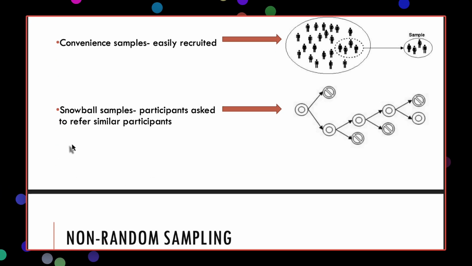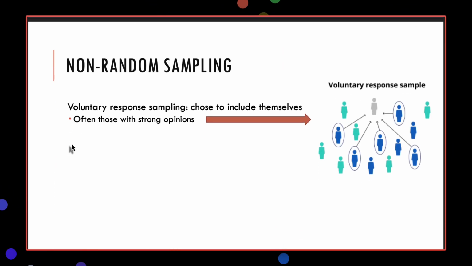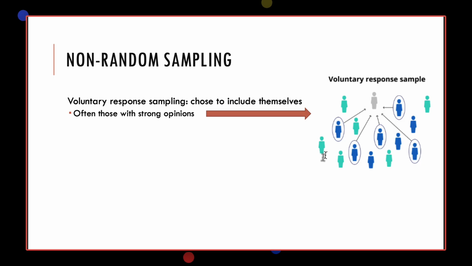Voluntary response sampling, the pick me method. Voluntary response sampling happens when people choose themselves for your study. So think about online surveys, participate in research flyers in coffee shops, or people who call radio shows to share their opinions.